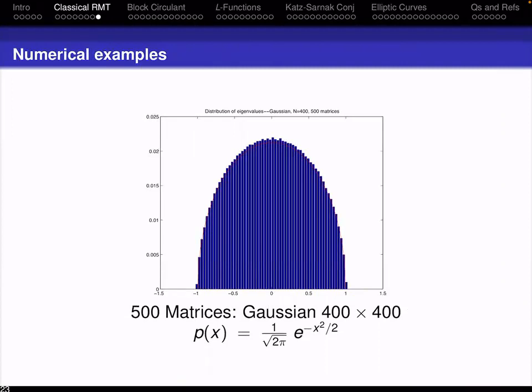So I will end with some pictures, and then I will end after that with what we'll talk about on Monday. So here's a plot from 500 Gaussian matrices, 400 by 400. If you have really good eyesight, you might be able to see that there is a red line. This is the semicircle. And this is just showing that the distribution of the normalized eigenvalues is looking like the semicircle.